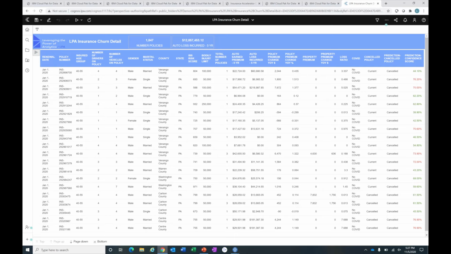And so from an operational standpoint, I can have someone on the front line who has access to some of this information to say, you know what, a specific individual has a high risk for churn. Let me make an offer that makes sense for them. Maybe it is a premium reduction to get them back on board. All right. Let's move back up to our dashboard.